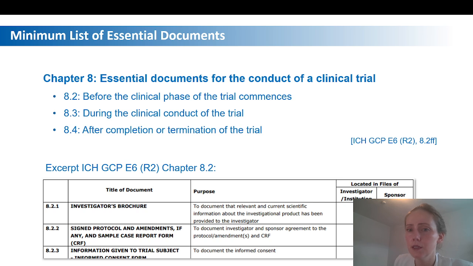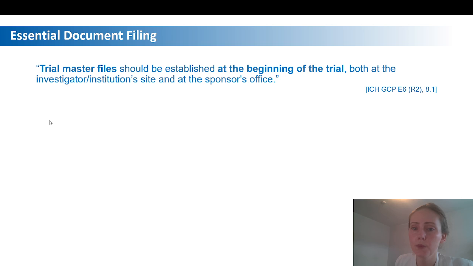You can see here an excerpt of the list from ICH-GCP where you can find the specific title of the document, a description of the purpose of each document, as well as information on whether it should be filed in either the investigator files, the sponsor files, or both.